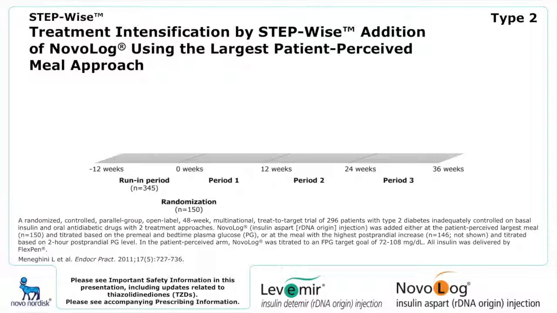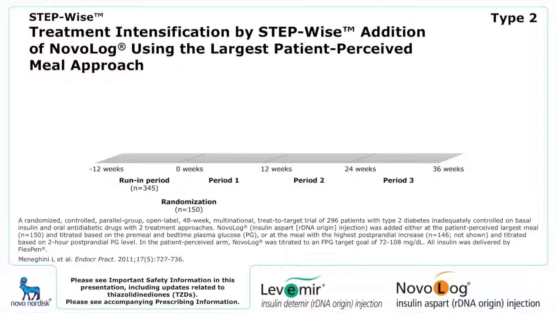The stepwise trial enrolled 345 patients who were inadequately controlled on basal insulin and oral antidiabetic agents. A total of 296 were randomized to treatment. Two approaches for introducing Novolog were studied and found to be comparable. This diagram illustrates an approach that you can use with your patients.